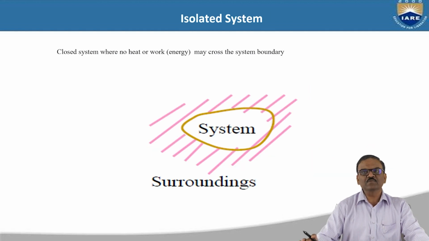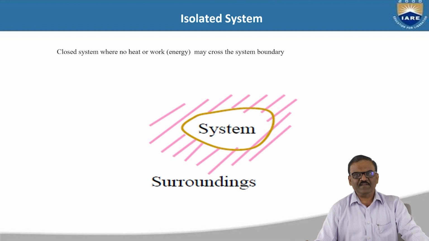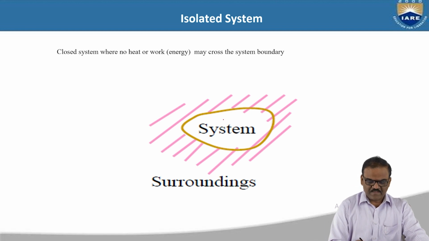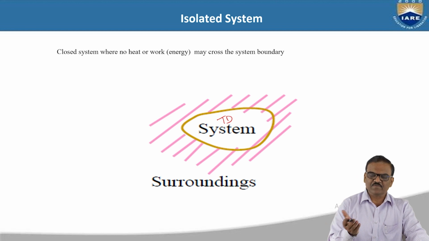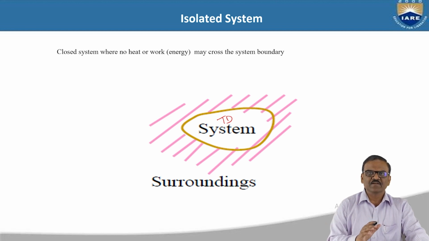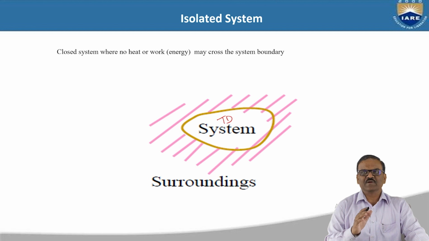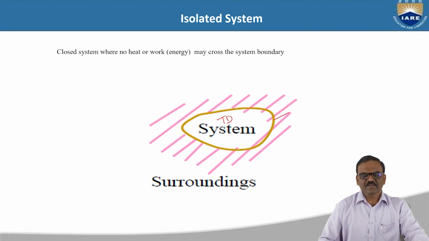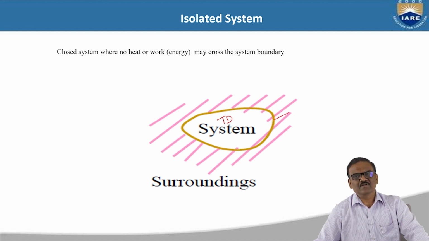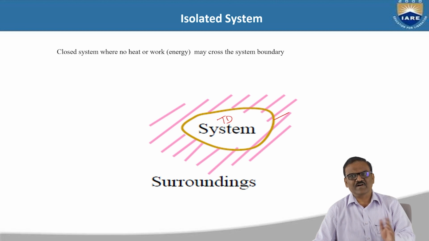And when it comes to a system where, this is the thermodynamic system, there is no energy transfer across the boundary to the surroundings or from the surroundings to the system. Closed system where no heat or work energy may cross the system boundary. Surrounding, system, and this is the boundary. So here we can see very clearly there is no energy or mass transfer taking place in an isolated system.